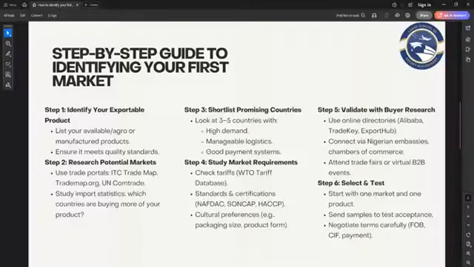All right, so we'll look at a step-by-step guide to identifying your first market.